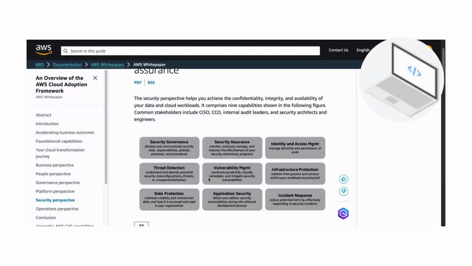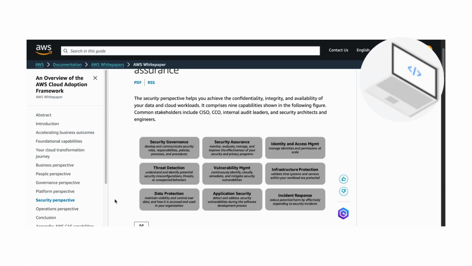In summary, the security perspective provides a structured approach to building a secure cloud environment, helping organizations meet regulatory requirements and ensure the safety of their data and workloads.